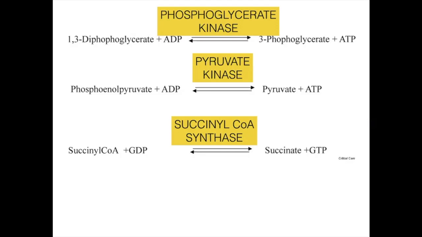The other 2 examples of substrate phosphorylation would involve phosphoglycerate kinase and succinyl-CoA synthase. So memorize 3 enzymes involved in substrate phosphorylation. Put pyruvate kinase number 1 on the list, phosphoglycerate kinase, and lastly, succinyl-CoA synthase.